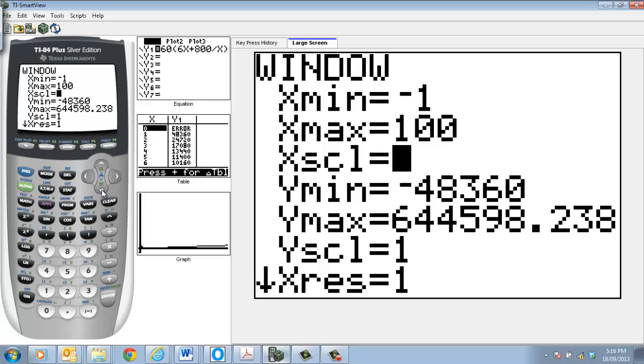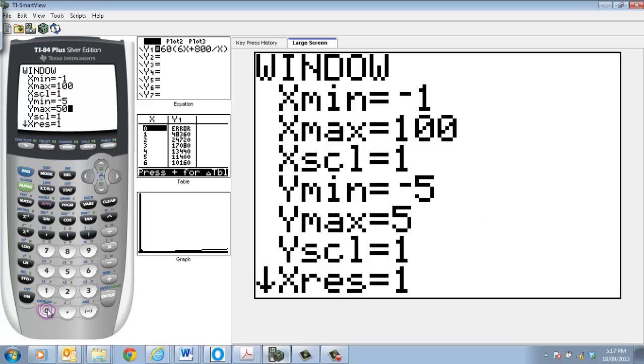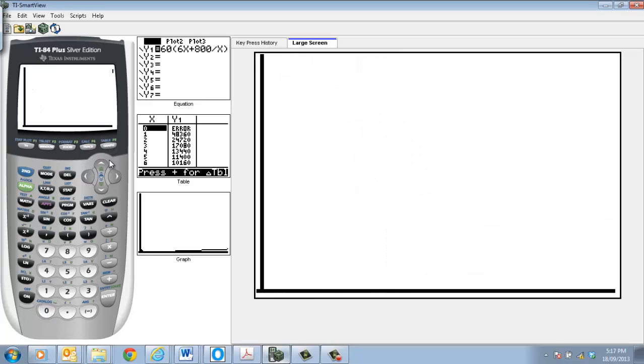Alright, so I don't need to go to minus there. Let's go to minus 5. Let's not go to 644,000. Let's go to maybe 5,000. We'll try that and see if that's any good. Alright, so graph.